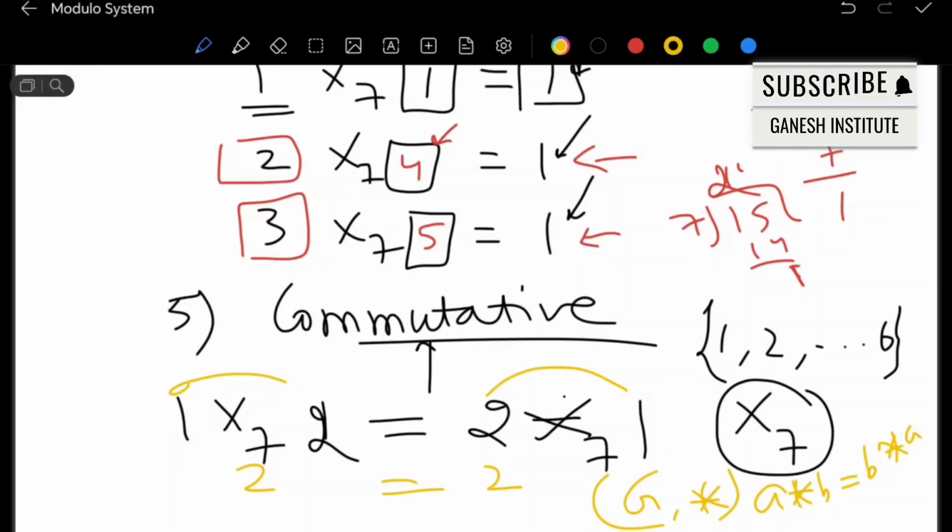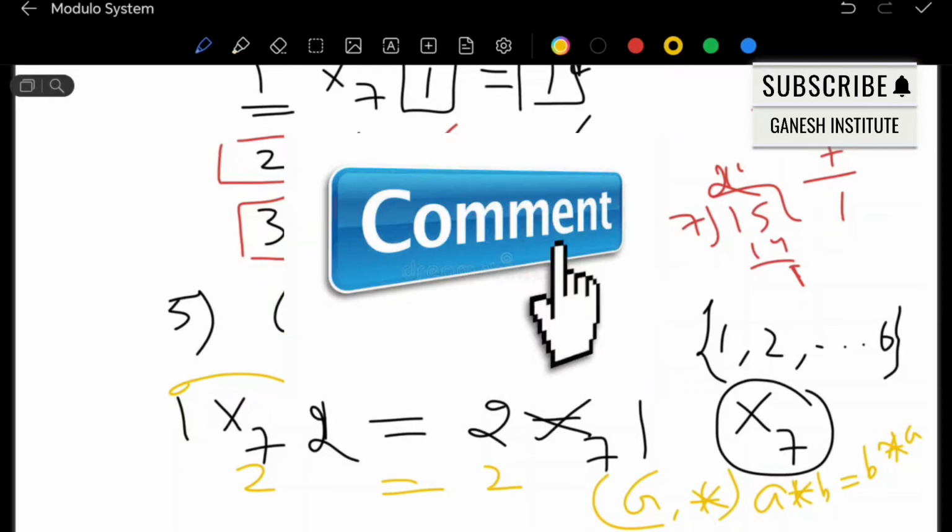Hope you have got the modulo system as well as the revision of the abelian group.